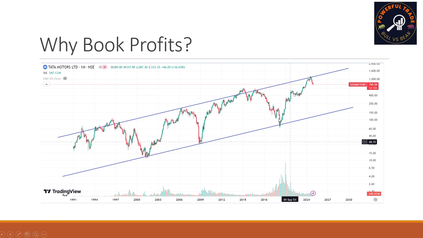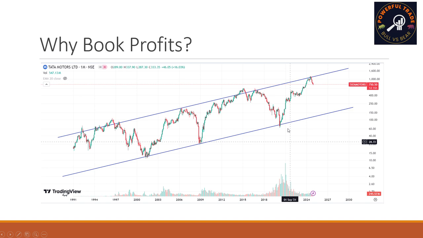Then once again it started falling to somewhere around 60 rupees. Our members know that from somewhere around 150 onwards we were suggesting Tata Motors. It was continuously going up, and now once again it looks like it has started falling. If you see the stock, it reached the peak three times and then the bottom three times.